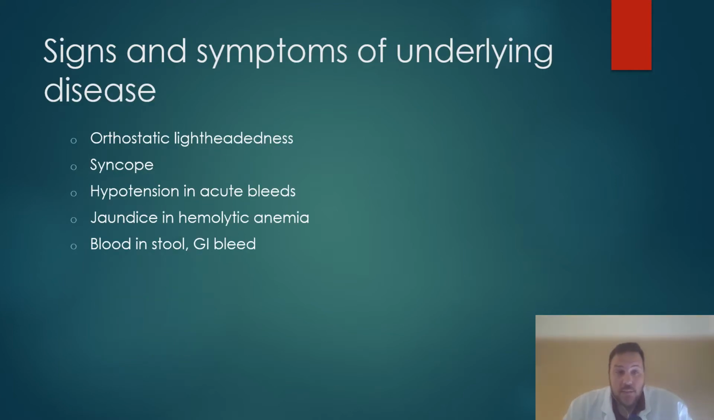Some patients with anemia will have an underlying disease, like patients that have acute bleeds, right? They can show hypotension, syncope, passing out, orthostatic lightheadedness. In cases of hemolytic anemia, there will be jaundice. In case of a GI bleed, there may be blood in the stool.